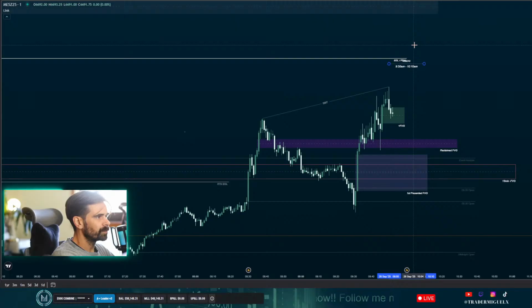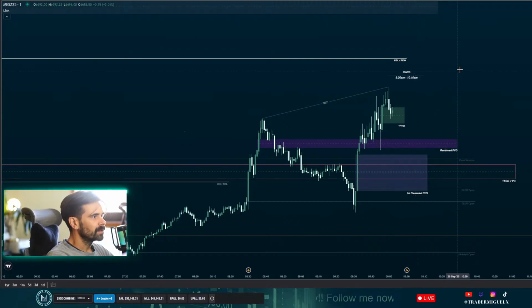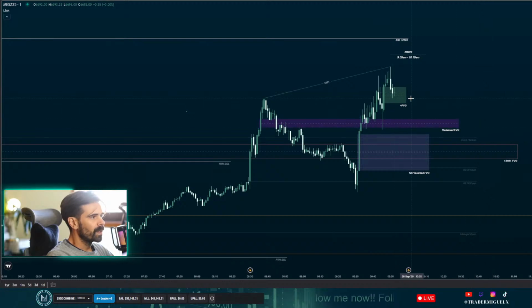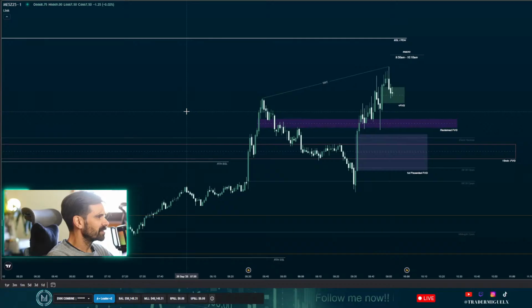I will push the macro below, so the 9:50 macro. If this gets inverted and we displace lower, well, I don't know. I will not speculate. I will just wait for it. But so far nothing that we can work with.